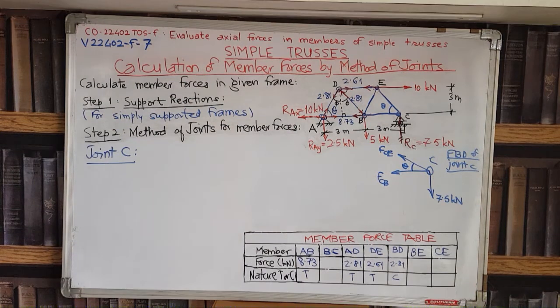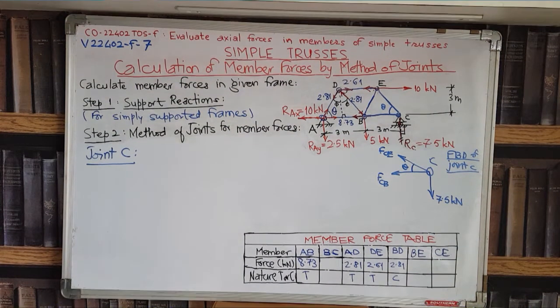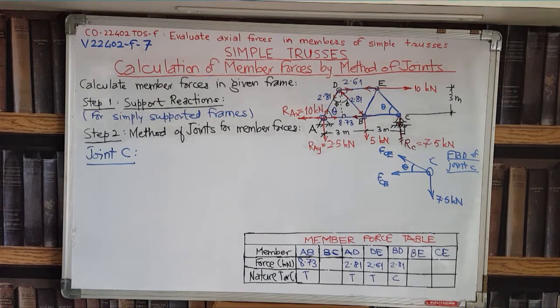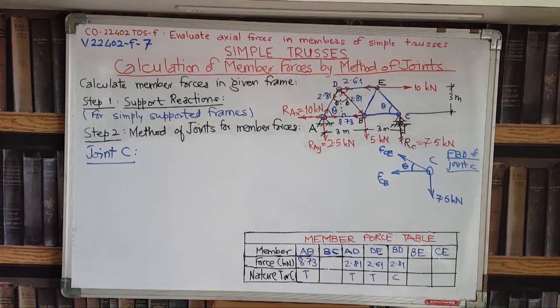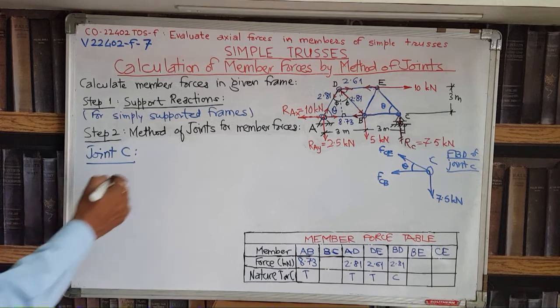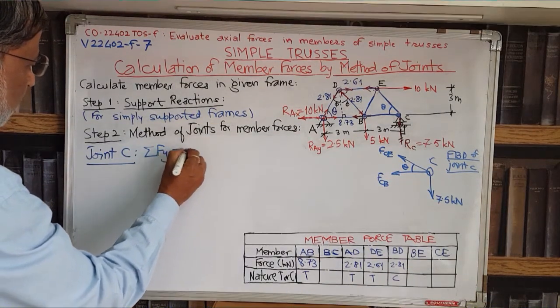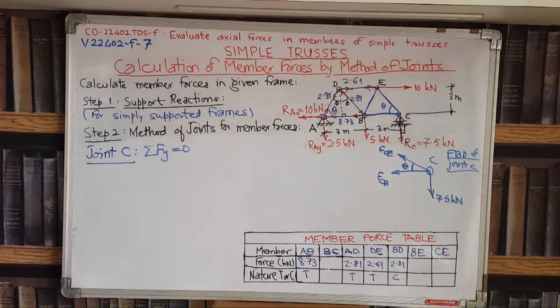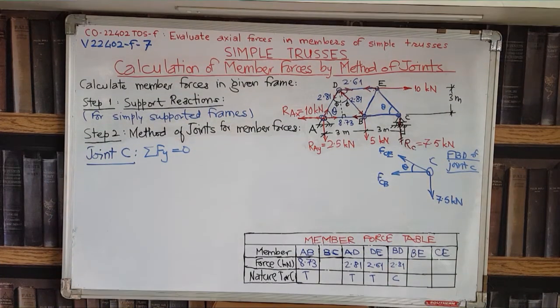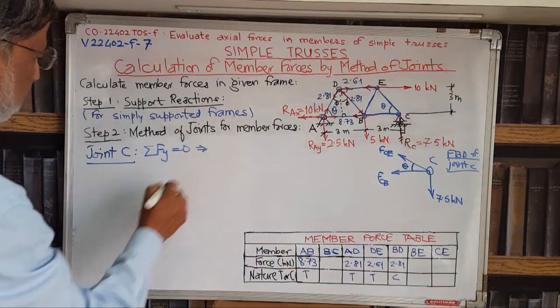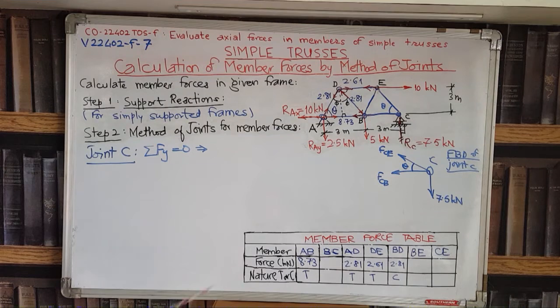Now we will analyze this joint. That means we will apply the conditions of equilibrium to this joint to find the unknown forces. We can apply sigma Fx equal to 0 and sigma Fy equal to 0 in any order. In this joint, we will apply the sigma Fy equal to 0 condition first. Why are we changing the order? You will come to know in a minute. So let us apply the condition sigma Fy equal to 0 to this joint C.